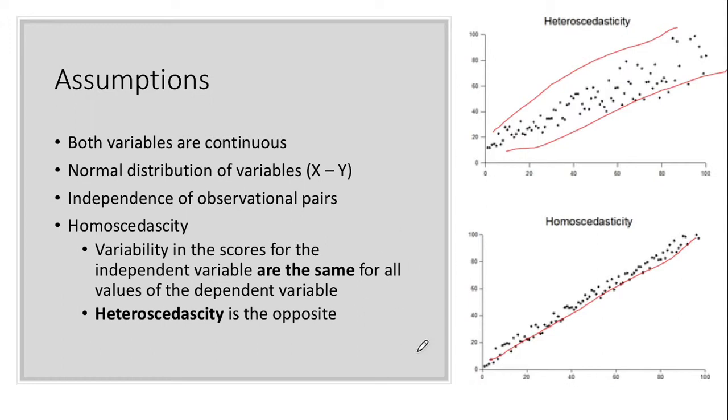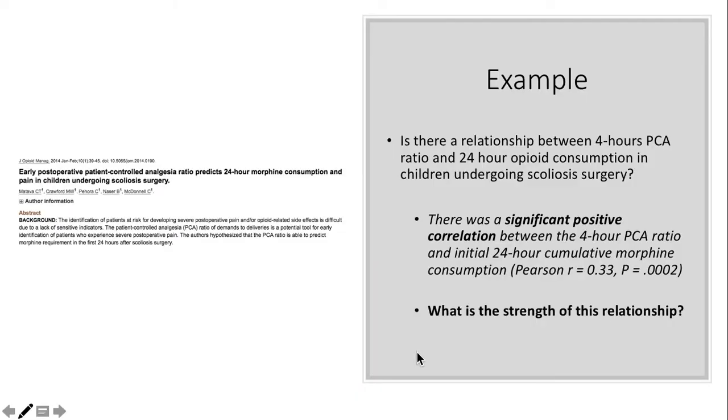Okay, and so you can actually see that, and also there are some statistical tests that can test for that in our software packages. So here's an example of an article I pulled up on the internet as I was preparing this lecture. The research question in this particular study was: is there a relationship between 4-hour PCA ratios and 24-hour opioid consumption in children undergoing scoliosis surgery? And so here I've pulled the initial part of the abstract. You can see the title there. And what you're seeing here is they're actually writing their hypothesis right here. The authors hypothesized that the PCA ratio is able to predict morphine requirements in the first 24 hours.